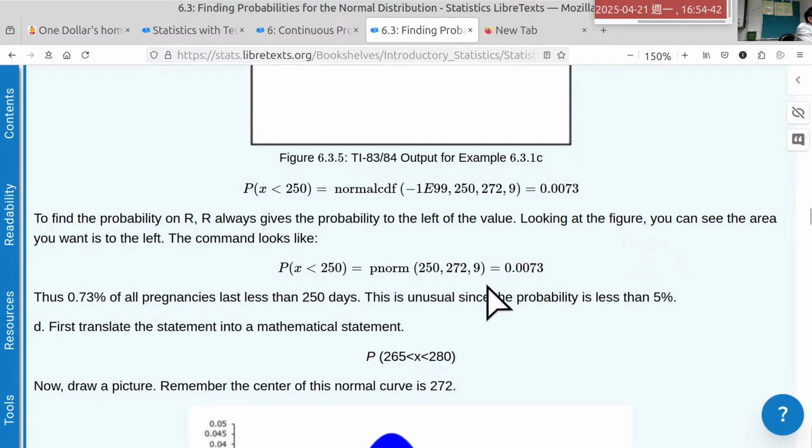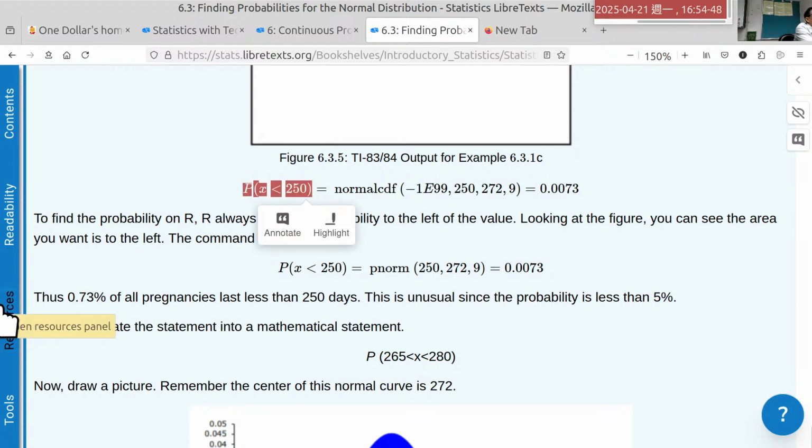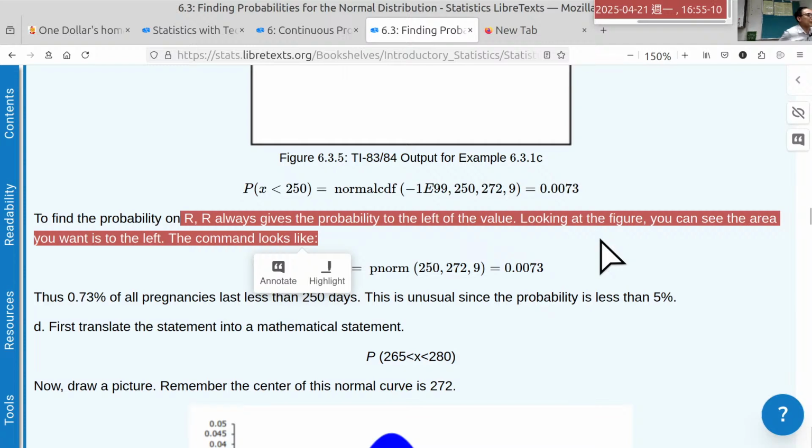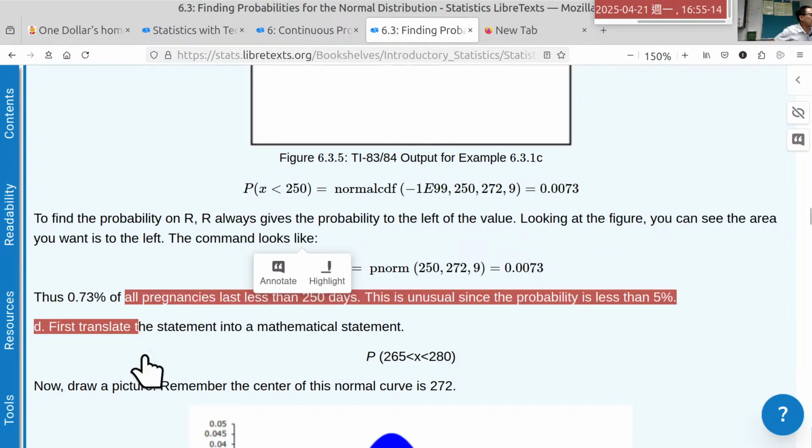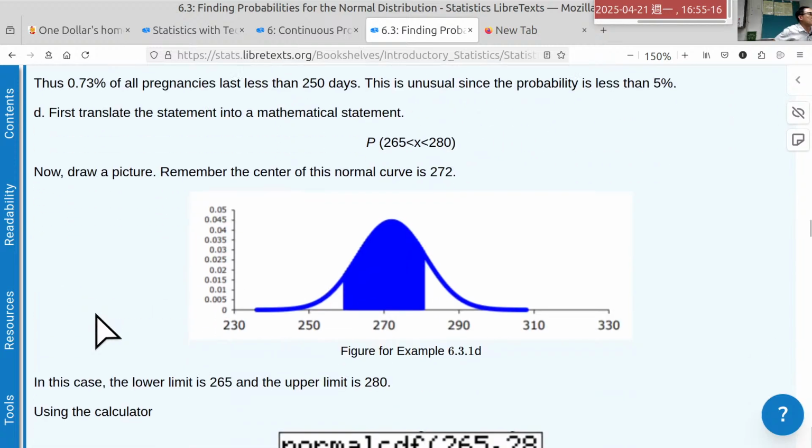Okay, then calculate the probability x smaller than 250. But okay, we ignore this one because we don't use the program R. Okay. Thus, 0.3% of all pregnancies last less than 250 days. This is unusual since the probability is less than 5%.